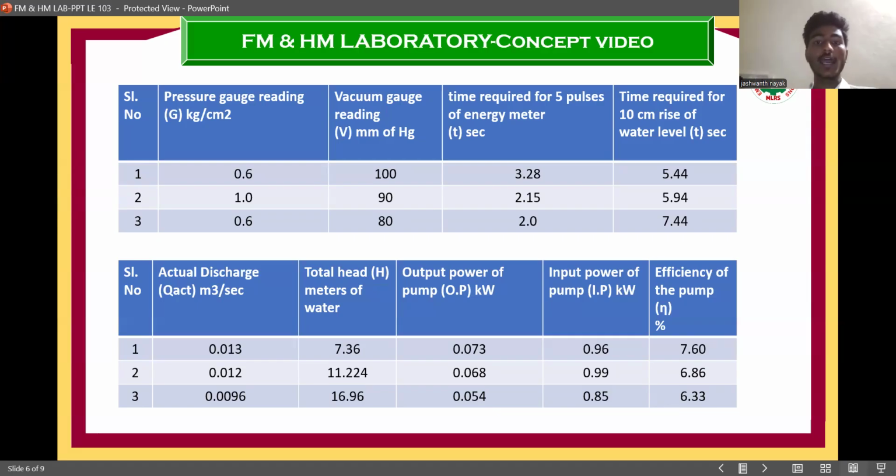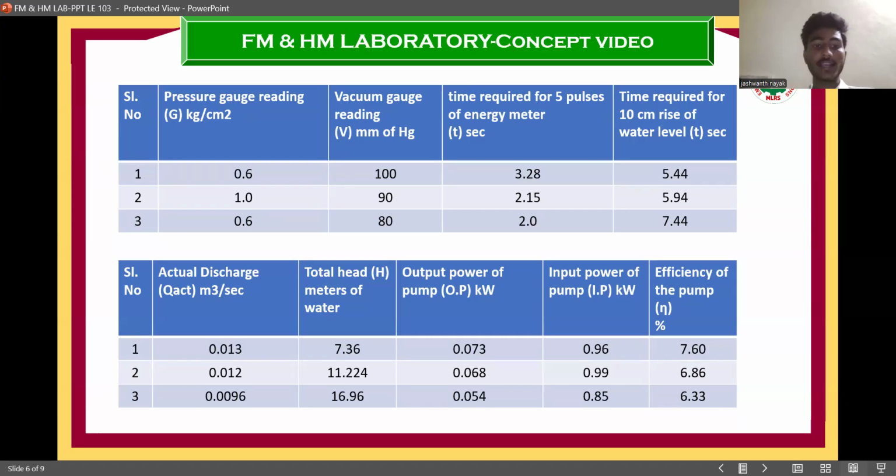After these three trials, I calculated the actual discharge, total head, output power, input power, and efficiency. For the first trial, the actual discharge was 0.013, total head was 7.36 meters, output power generated was 0.073 kilowatts, input power 0.96 kilowatts. The efficiency for the first trial was 7.60 percent.